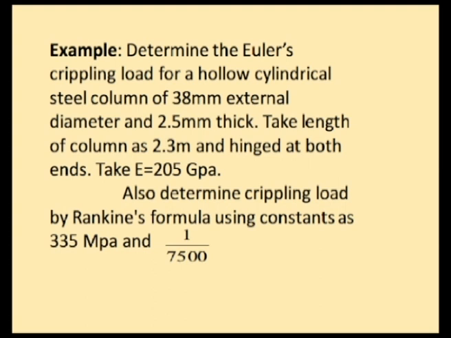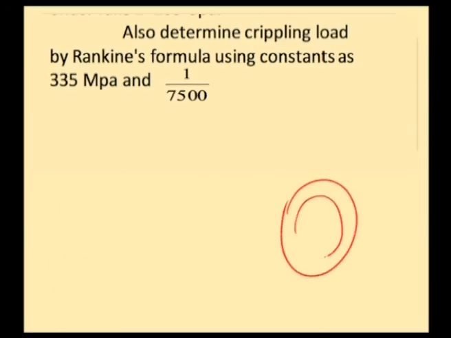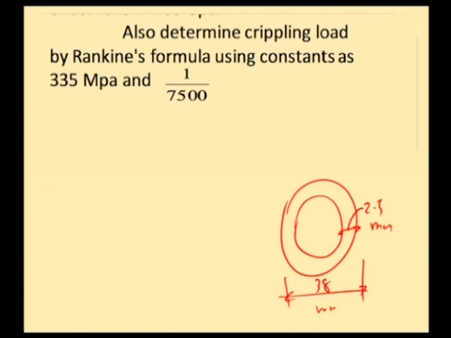The problem is to determine the Euler's crippling load for a cylindrical steel column of 38 mm external diameter. So, it is a hollow steel column. The external diameter is 38 mm and 2.5 mm thick. The length of the column is 2.3 meters and hinged at both the ends, and Young's modulus is 205 GPa. GPa means gigapascal, and then we need to determine the crippling load by Rankine's formula also, using constants as 335 MPa and 1 by 7500.